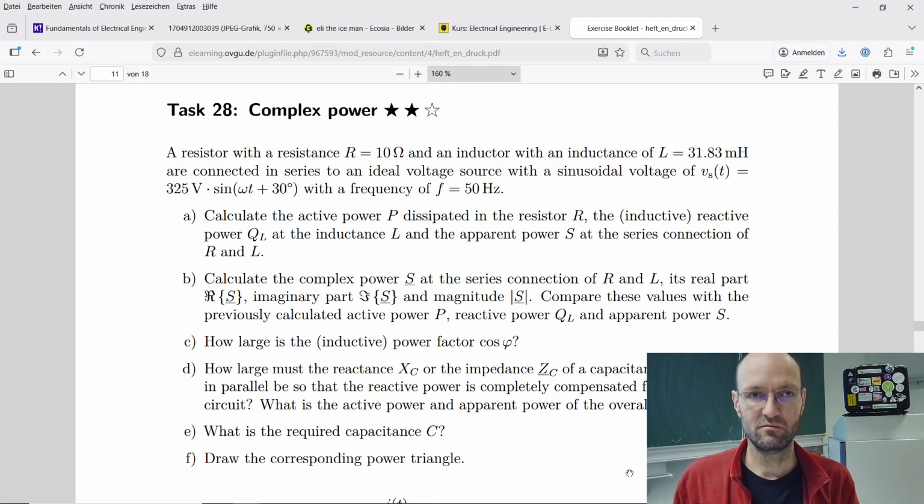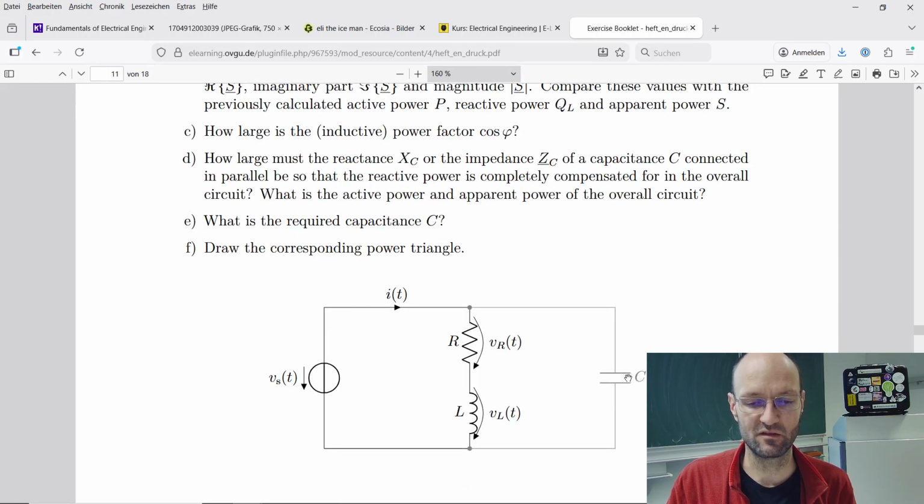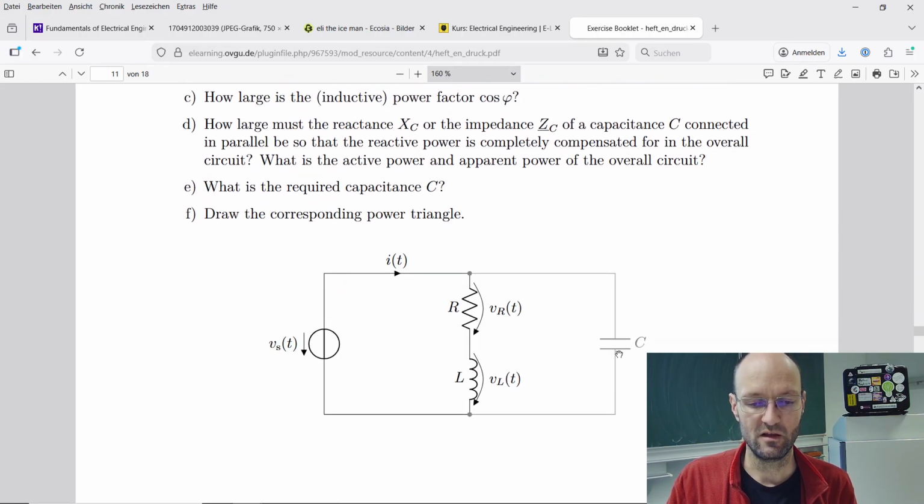So now, as we have discussed before in the lecture, this reactive power is something that we would not like to have. So let's add, as it's suggested here in the task, some capacitor in parallel to our load. So we have some inductive reactive power here, and then try to compensate this with this capacitor. And so there are some questions related to this.